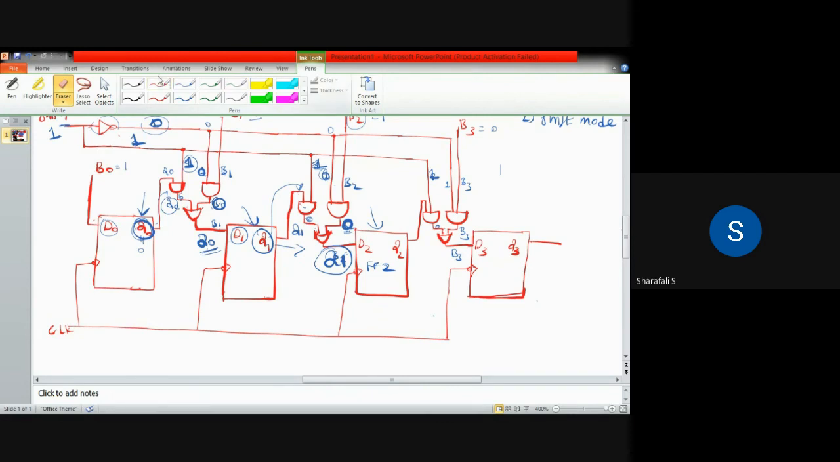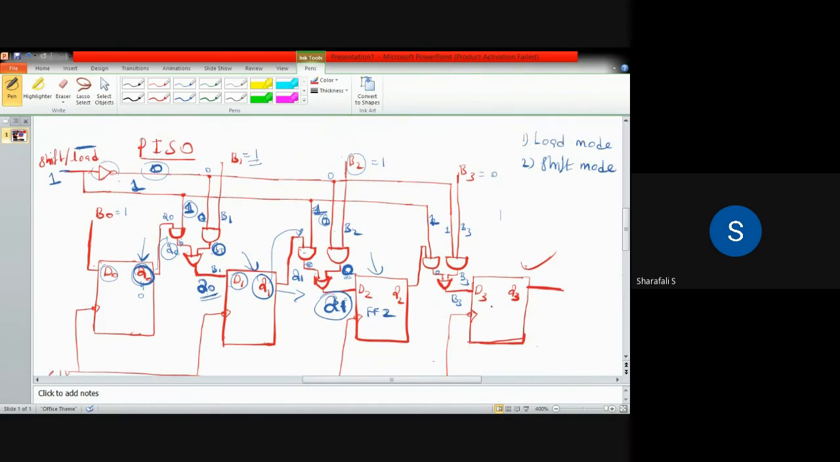After loading, shifting will happen, and we have to take the output through this particular flip-flop. We'll be getting the output as we discussed earlier. You can also change the terms if you want, Q3, Q2, Q1, Q0 like that. That is also possible here. So here the output has to be taken from this last flip-flop. That is the serial out.